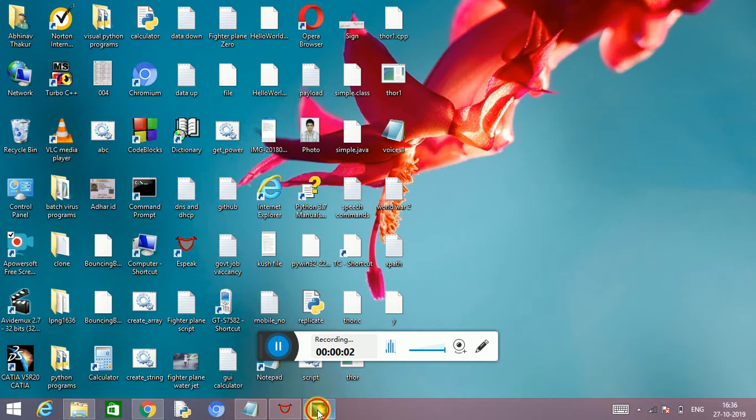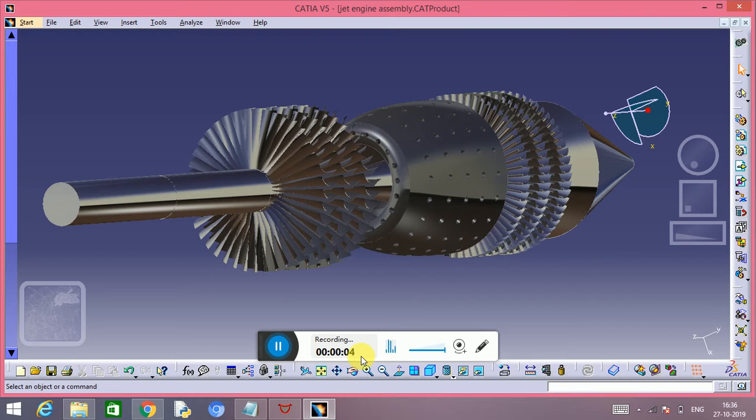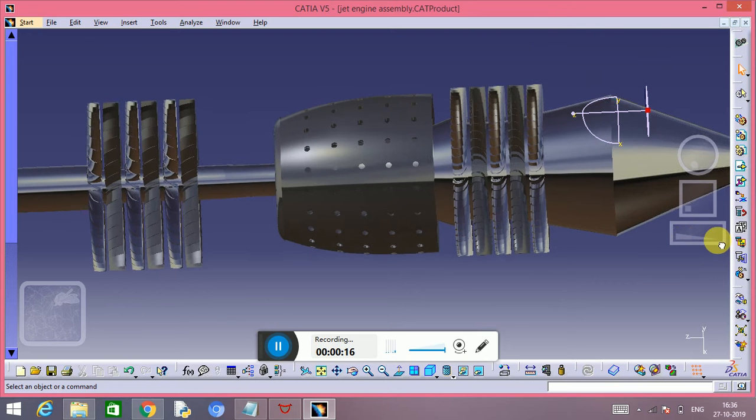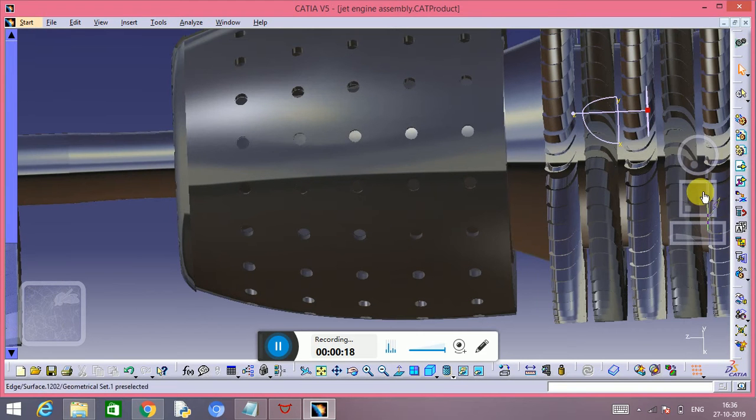Let's look at the full inside view of the jet engine. At first, the engine takes air from an opening on the front side of the jet engine. The design of the inlet is such that it converts the high velocity air from outside into high pressure.